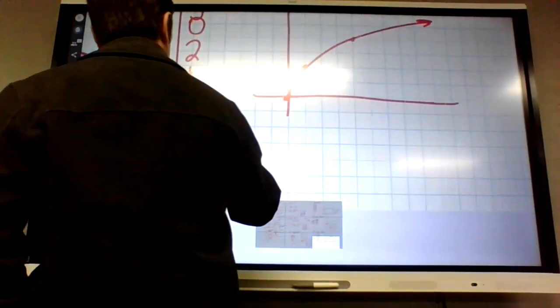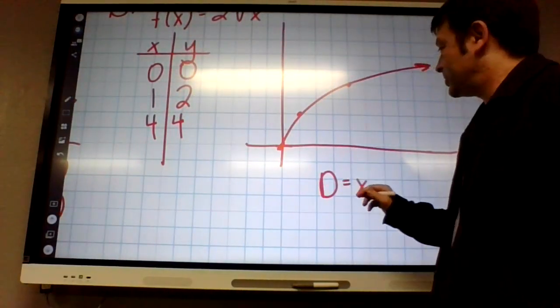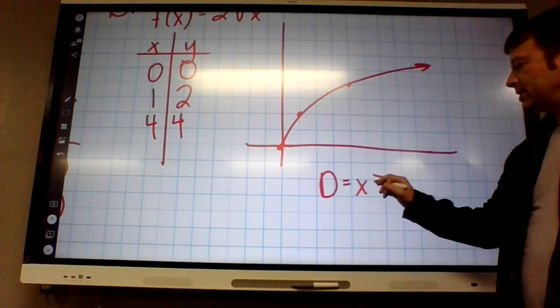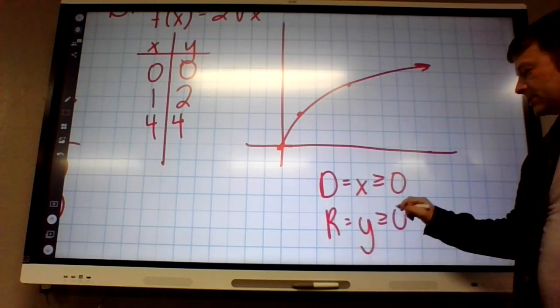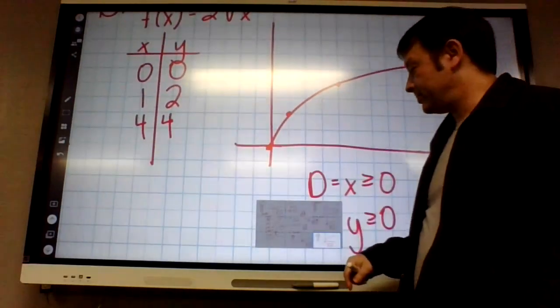Oh, I forgot the domain. Yeah, of course. Okay, domain is what? Greater than or equal to 0. The range? Zero and up. Okay, I ran out of room.